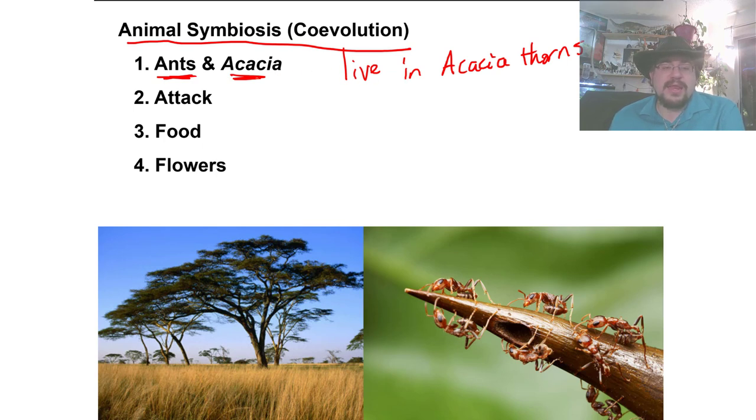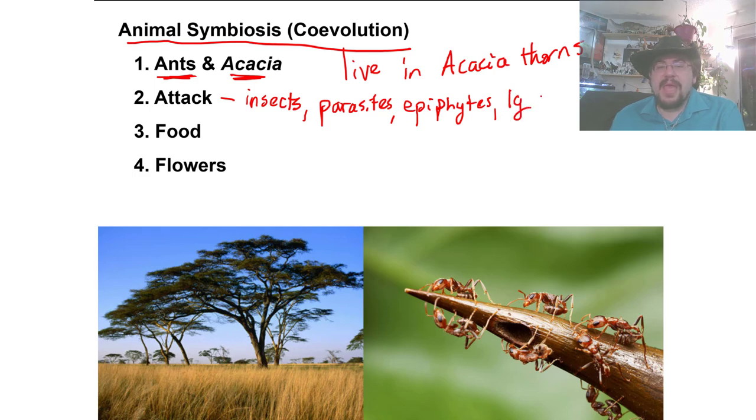And when they encounter them, they attack insects. They attack parasites. The ants will attack epiphytic plants. And they'll even attack larger mammal herbivores. They'll swarm them and bite with their unpleasant bites. So the ants get a wonderful source of protection in that thorn, and they provide the tree with defense, but that's not it all.